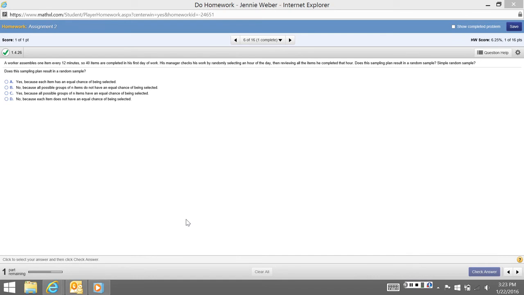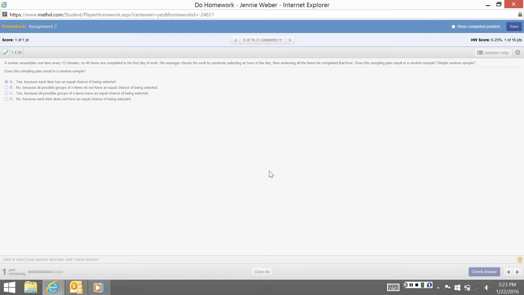Simple random sample. Okay, well, random sample just means everything has an equal chance. Since he randomly picked the hour, everything has the same chance of being selected. So yes, each item has an equal chance of being selected, so this is a random sample. Random samples are really easy. They're the most common kind.